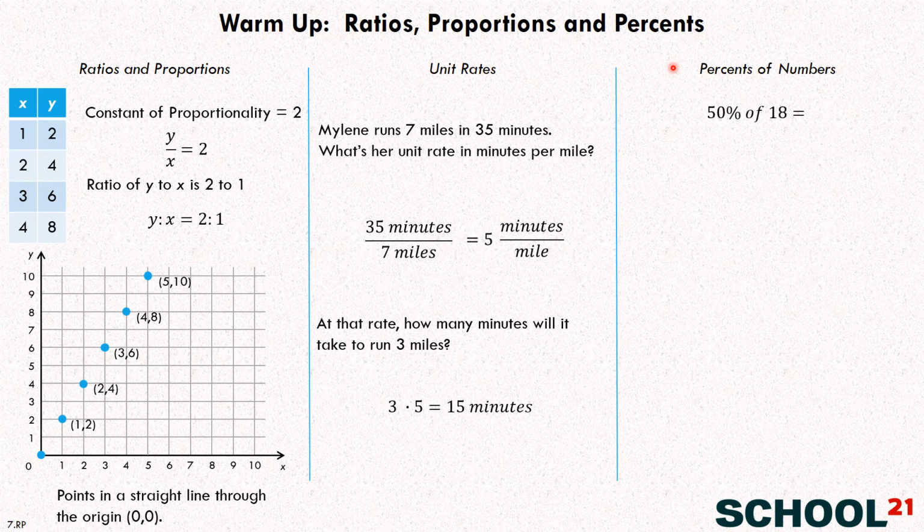Now let's quickly talk about percents of numbers. First, let's talk about some percents you probably have memorized. What's 50% of 18? 9. And how did you do that in your head? Well, 50% is half, and half of 18 is 9. Good. So you've memorized that 50% is just like half.